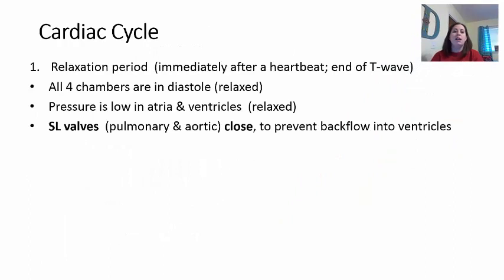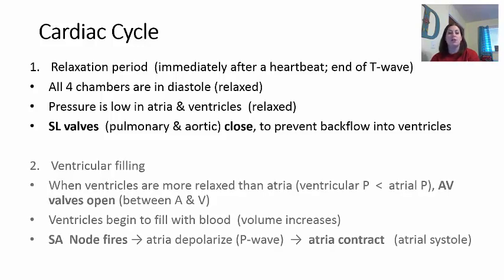So when we look at the cardiac cycle, guys, it's important to see that there is a relaxation period. This is immediately after a heartbeat or the end of the T wave. All 4 chambers of the heart are in diastole or relaxed. The pressure is low in the atria and the ventricles because of them being relaxed. The SL valves, the pulmonary and aortic valves, are going to close. The whole point of them closing is to prevent the backflow of blood back into the ventricles. Then we're going to see that we want to fill the ventricles up. In order to fill the ventricles up with blood, the ventricles are going to have to be relaxed and the atria are going to go through their contraction phase.